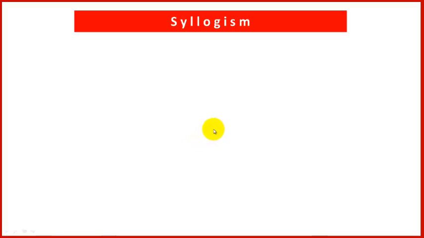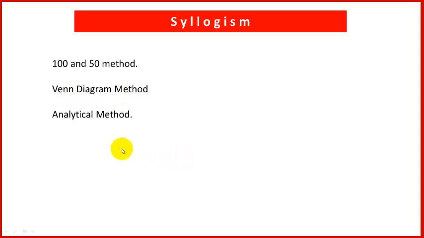And from this Sunday, we are going to start a series on syllogism. So, let us start with the first episode. Syllogism, this type of questions we generally solve by three methods. First is 150 method. Second is Venn diagram method, and the third one is analytical method.